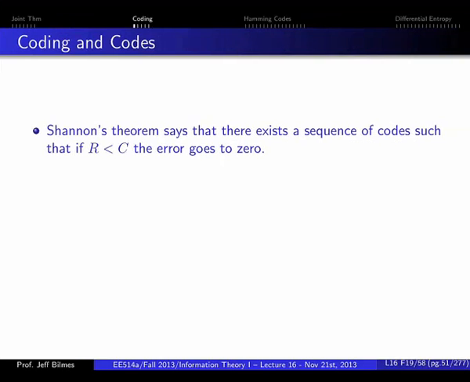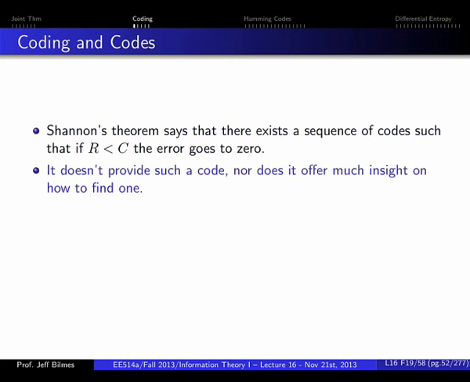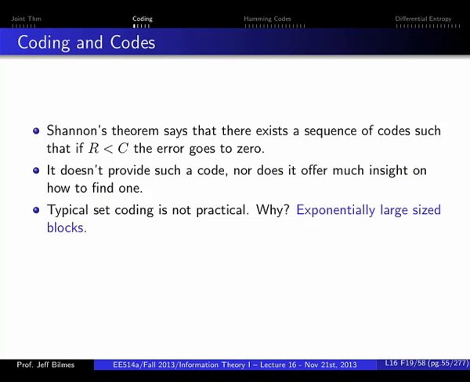Okay, so we're back. We're going to talk a little bit about coding now. Like I said before the break, Shannon's theorem gave us an existence of a code, but he didn't give us a code. And he didn't give us very much insight on how to find one, at least in those theorems, in the 1940s work. Typical set decoding is great mathematically and theoretically, but it's just not practical, because it involves all sorts of other issues, like, for example, exponentially large sized blocks.